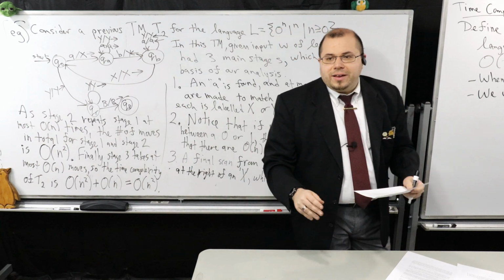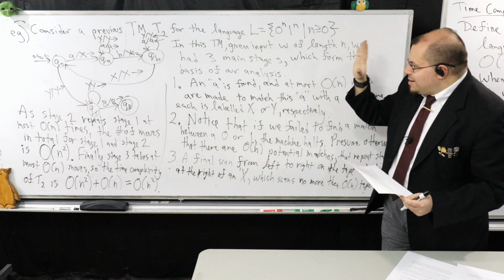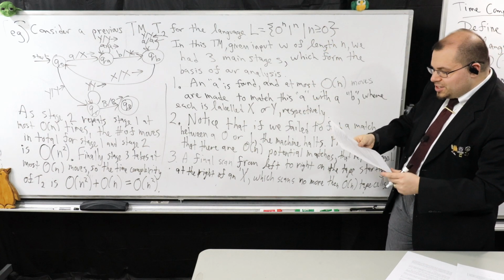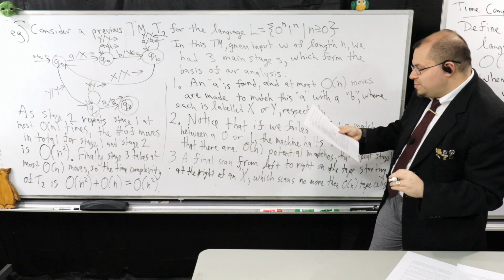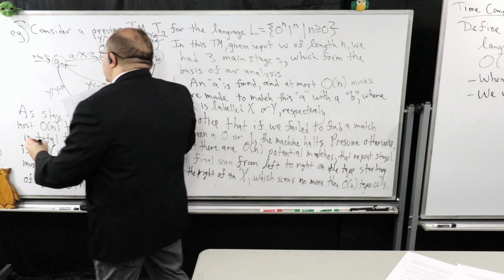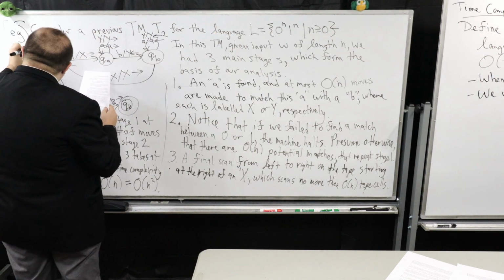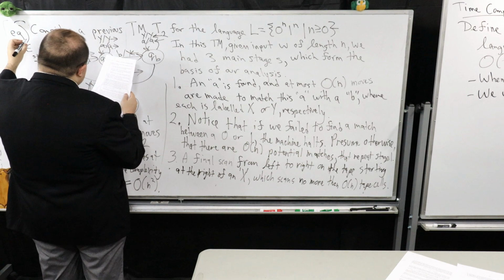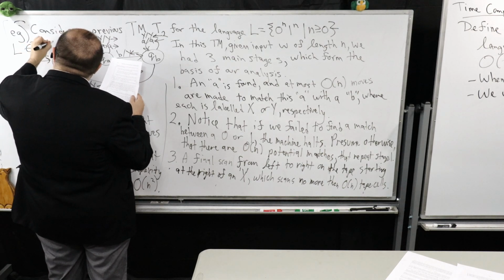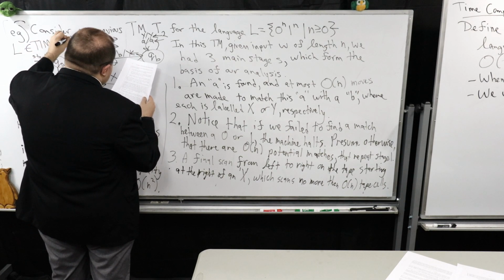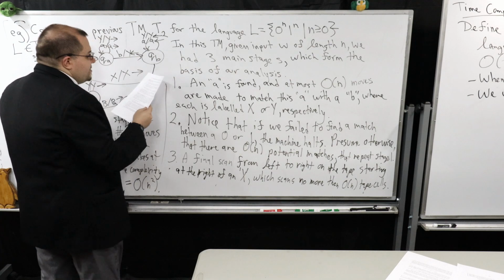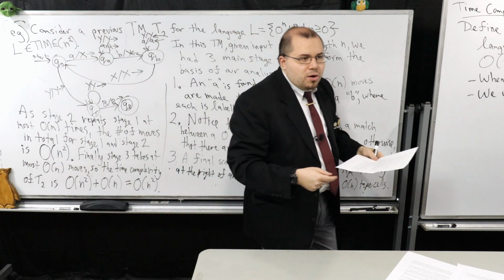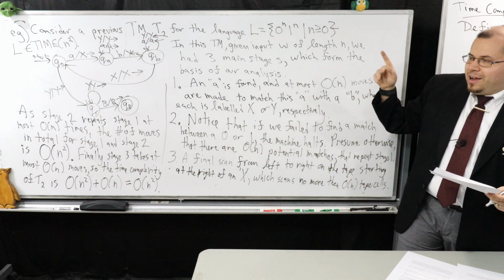So anyways, with that being said, let me just summarize what class this falls into. So you can say, as a consequence of this, that L is in time n squared. And that's because T2 decides L in big O of n squared time.